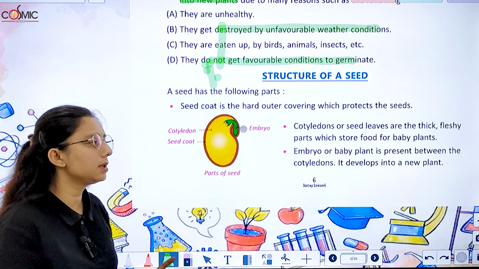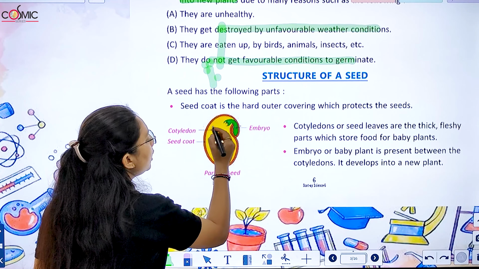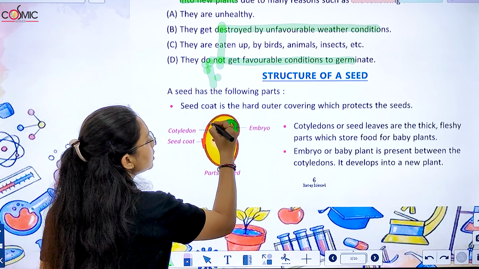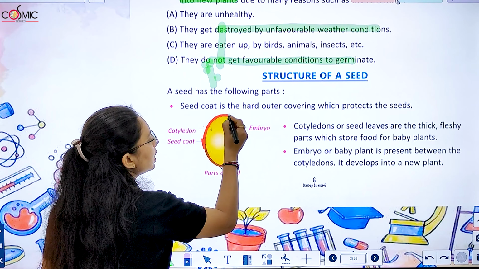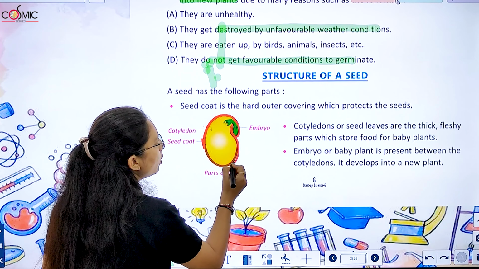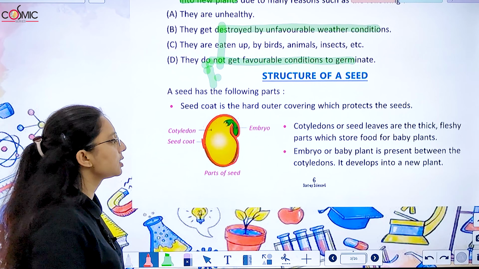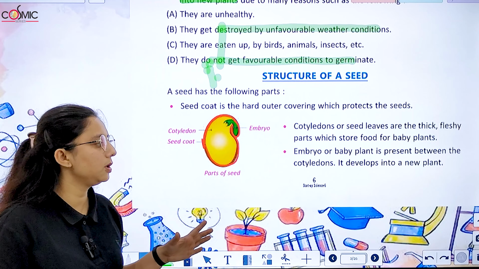Now I will tell you about the structure of a seed. This is the structure of a seed. This brown part is known as the seed coat. It's the outer covering of the seed. And this yellow part is known as the cotyledon. The cotyledons are seed leaves, which are very thick and fleshy. And this is your embryo, the baby plant, present between the two cotyledons.